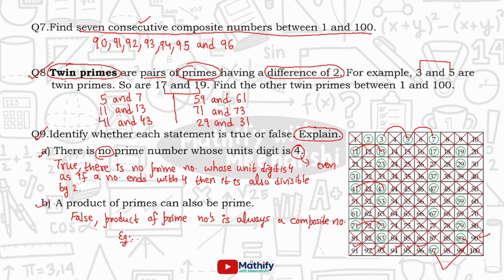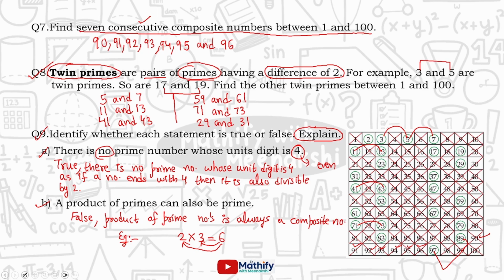Example. If you say two prime numbers, let's say 2 into 3, then what is 2 into 3? It is 6. Now you know that 6 is divisible by 2 and 6 is divisible by 3. And you know the definition of a prime number, that it is divisible by only 1 and the number itself, that is 1 and 6. But that is wrong, because if you are writing any number as a product of two numbers, then those numbers are the factors of that number. So that's why it's false.